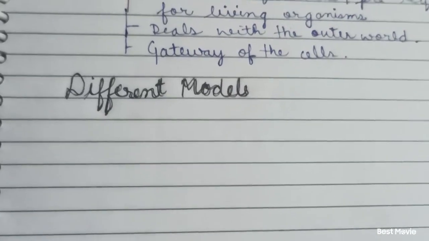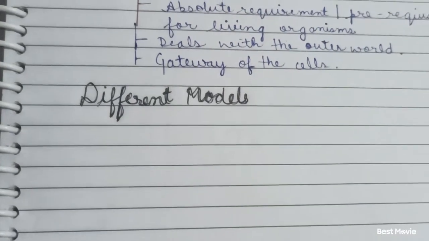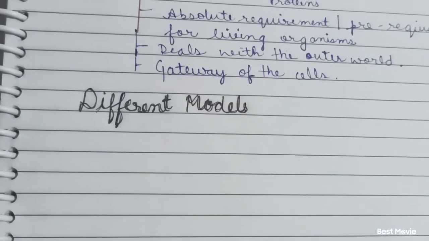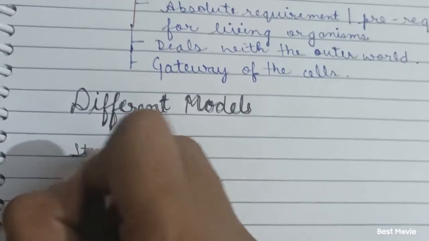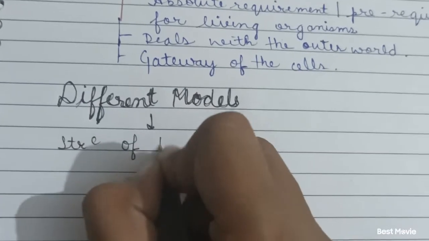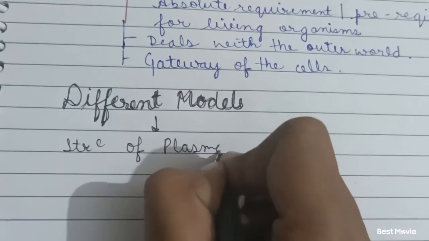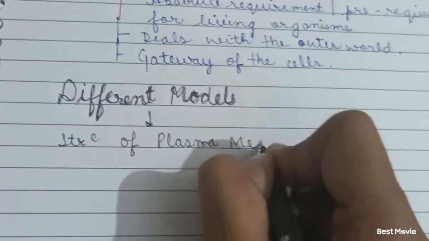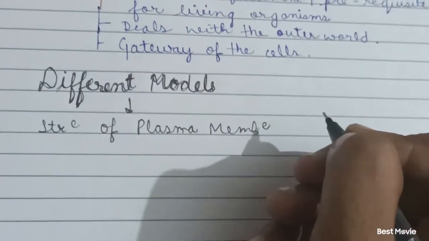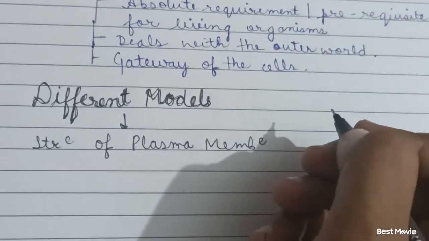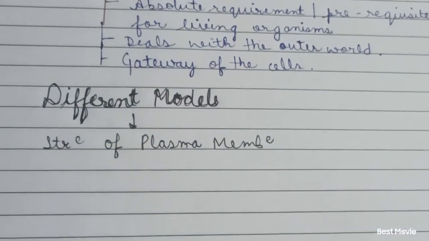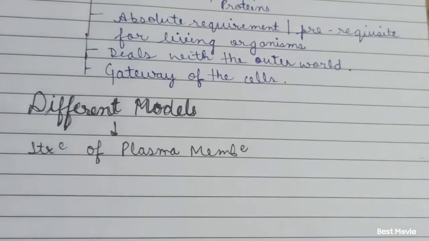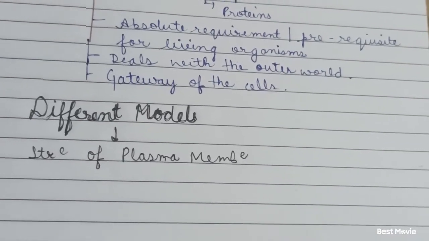What we have now are different models of plasma membrane, which represent the structure of plasma membrane. Hope you understand the abbreviations I use. If you don't understand, refer to the words spoken by me. So there are different structures of plasma membrane given at different times.